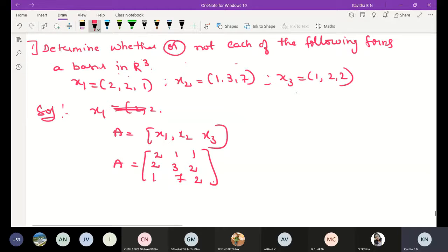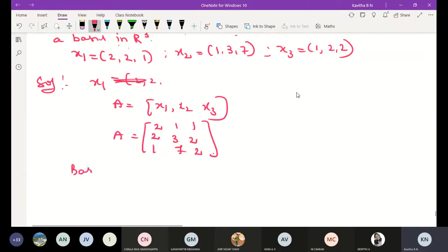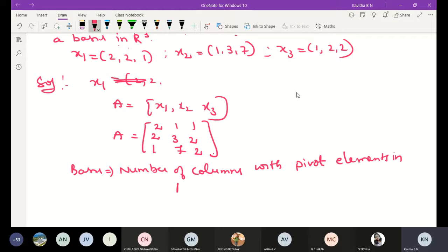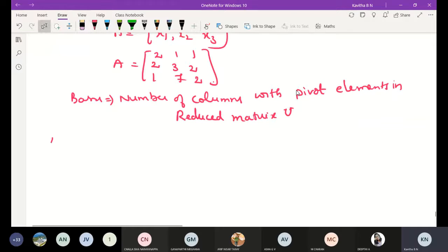Then basis is nothing but the number of columns with pivot elements in the reduced matrix U, the echelon form. 2 1 1, 2 3 2, 1 7 2.